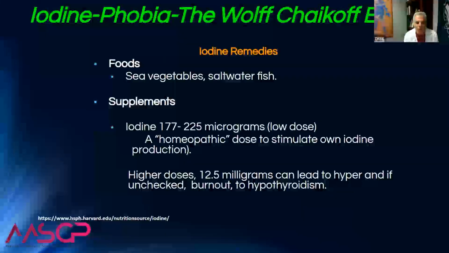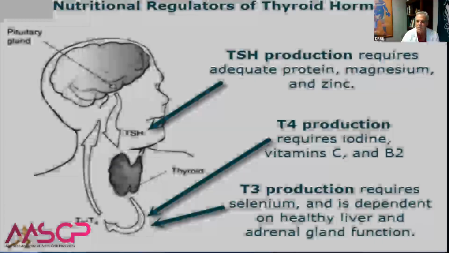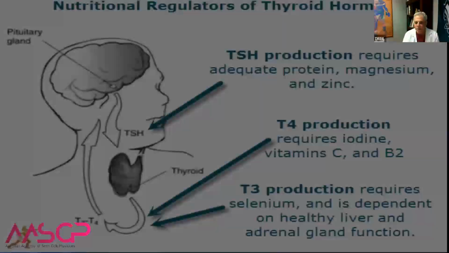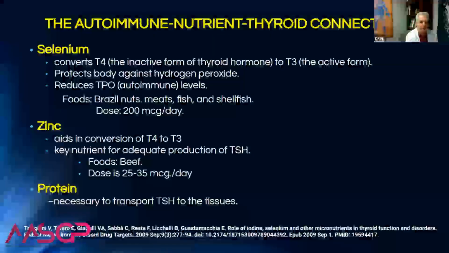Seafood and saltwater, fresh fish have a good iodine production, and like I said, the 12.5 milligrams, which is sort of the RDA dose, can lead to hyperthyroidism and hypothyroidism. So tiny doses will stimulate your body to make enough iodine. Other nutritional issues: vitamin C, vitamin B, zinc, protein, magnesium, selenium are all necessary for normal thyroid function.